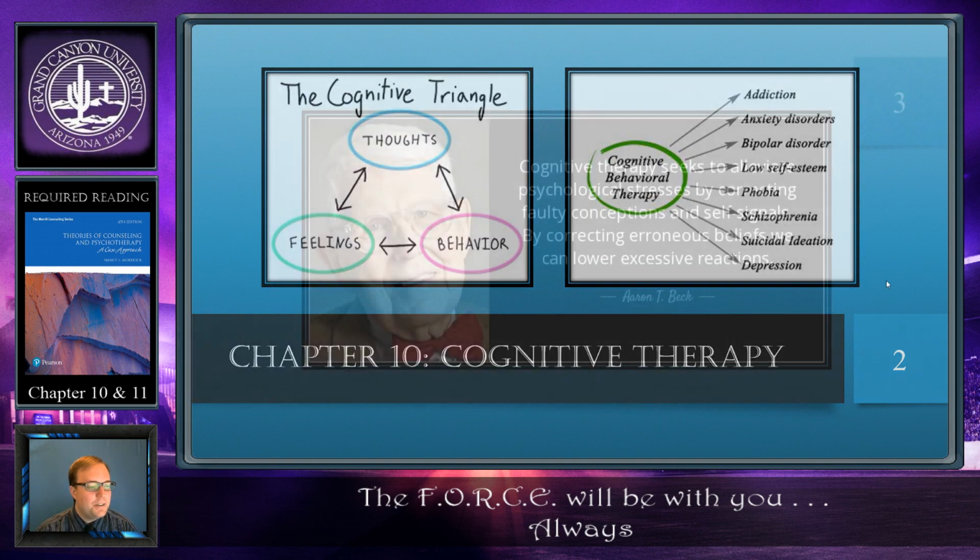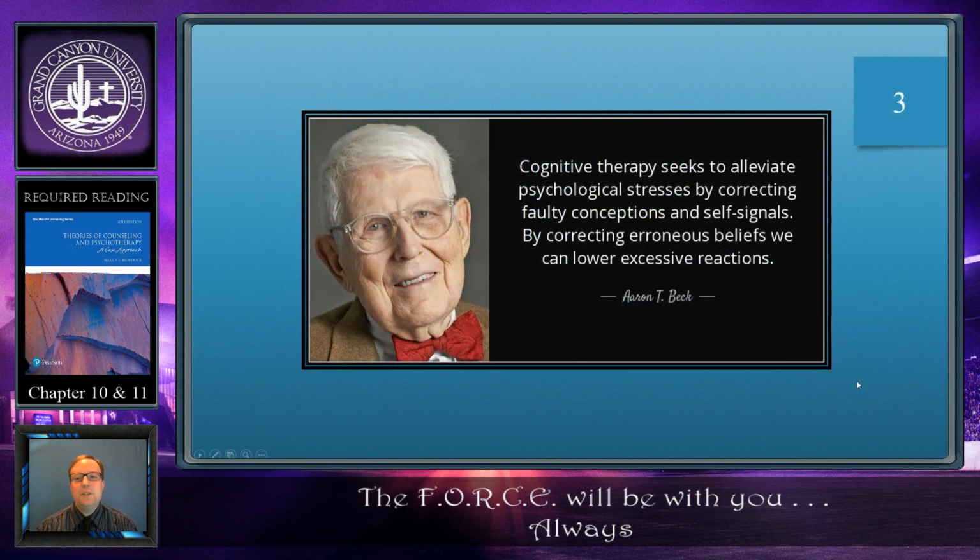So let's move on to the next slide. We have a quote from Aaron Beck himself. "Cognitive therapy seeks to alleviate psychological stresses by correcting faulty conceptions and self-signals. By correcting erroneous beliefs, we can lower excessive reactions." Lots of wordiness in that quote, but what Aaron Beck is saying is that the psychological stress that we feel is from thinking that is not working well for us, that we are telling ourselves to feel distressed in our psyche. And so if we correct the beliefs that are damaging to us, we're going to correct the behaviors that are damaging to us. That is what Beck is talking about.